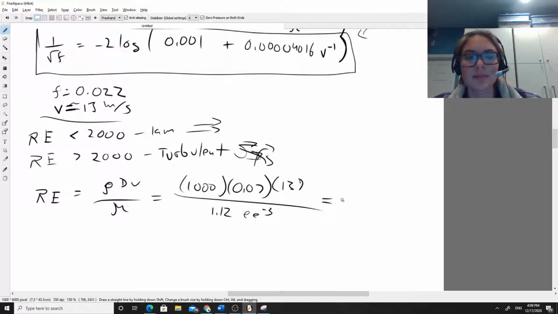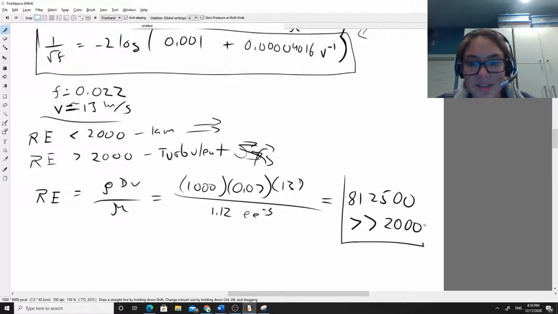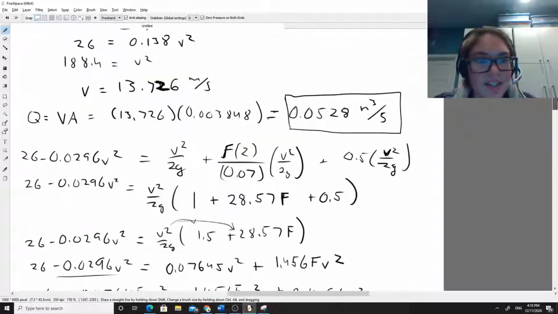And I can go ahead and plug those numbers in, though right off the bat I can probably tell you this is going to be above 2,000. Yeah, this is going to give you roughly a Reynolds number of 812,500, which is much bigger than 2,000. So we can rest assured knowing that this is wholly turbulent. So that's part B. Let's go ahead and take a look at part C.